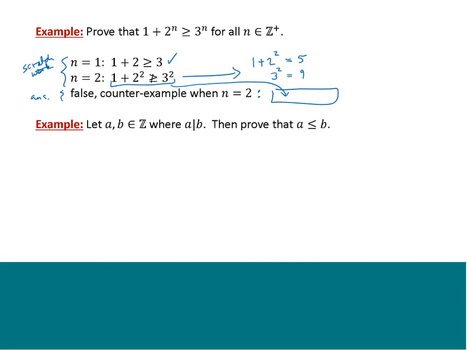Since that was such a short example, I went ahead and put this next one on the same screen. So here, this next example says, let A and B be integers, where A divides B, so A is a factor of B. Then prove that A always has to be less than or equal to B. What do you guys think? Is this a true statement? Does that seem believable? What does this basically say? It basically says factors are smaller than the numbers they're factors of.